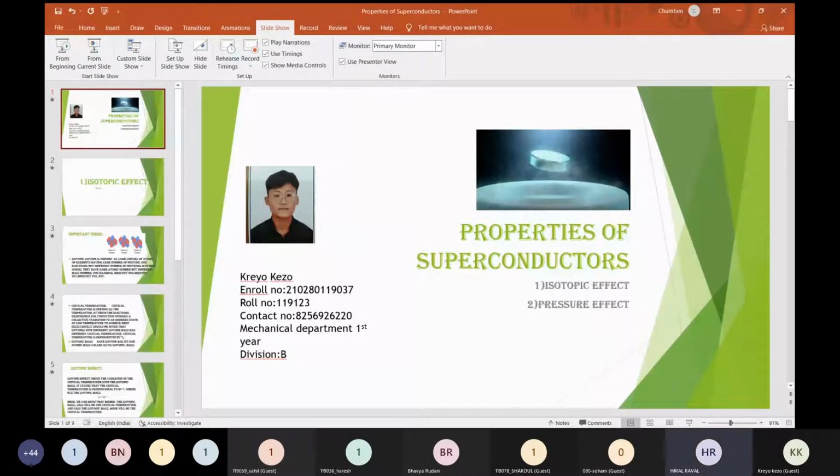Kreyo, that we want in slideshow in a presentation mode. I can see, ma'am. But then you may not have shared your entire screen. You may have shared this window only. Do not share a window. Share your entire screen, then only we can see the presentation mode. Otherwise, you only will be looking for. Okay, ma'am.